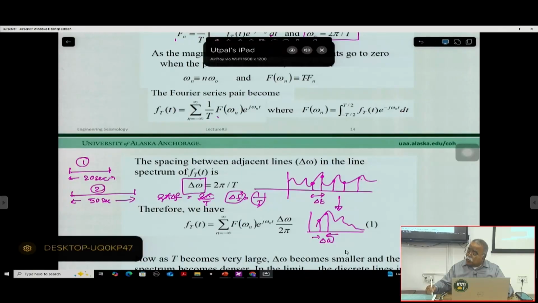So let's see, this is your 1 and this is the 2, right? For the first one, delta f will be equal to how much? 1 by T, where T is equal to 20 seconds. And for this, delta f2 will be equal to how much?